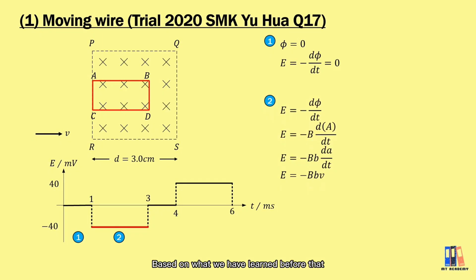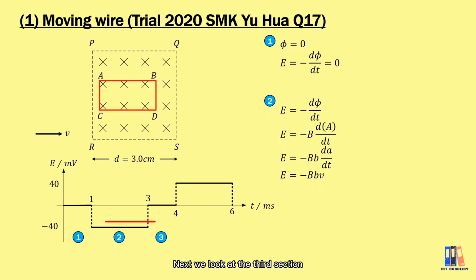Based on what we have learned before, we use Faraday's law to derive the induced EMF in the conductor. As we can see, there's an increase in the magnetic flux linkage in the conductor, so there's an induced EMF trying to reduce the magnetic flux linkage. From the derivation, we obtain the induced EMF is equal to negative flux density B multiplied by the width of the conductor b multiplied by the velocity v of the conductor.